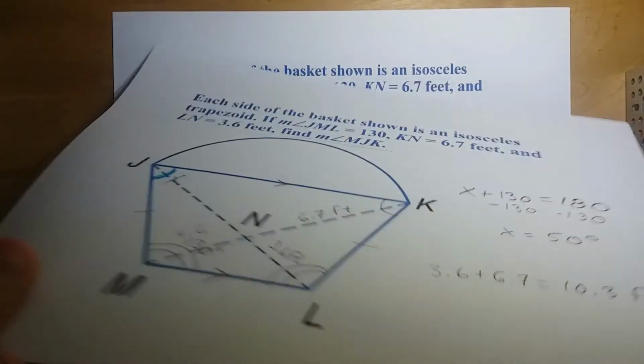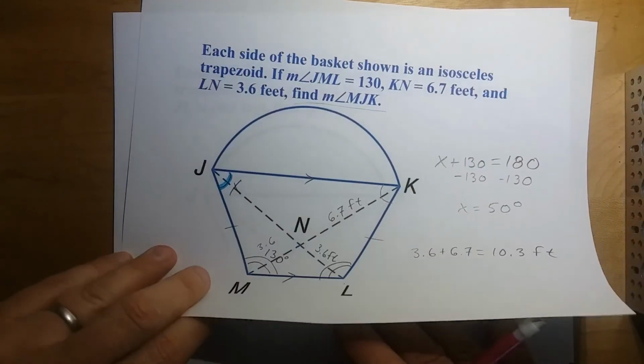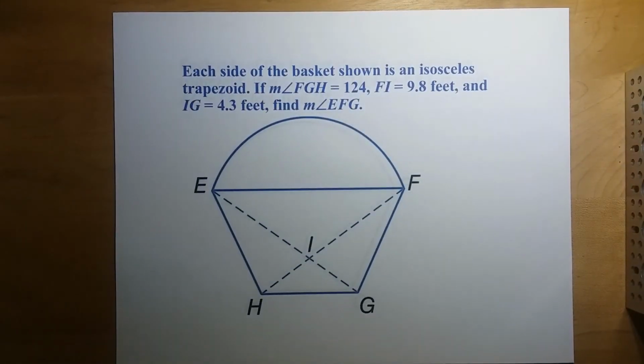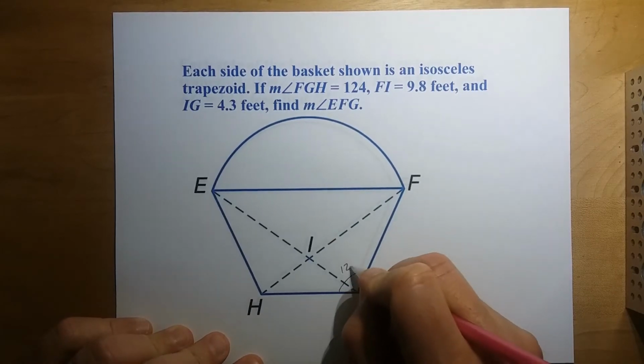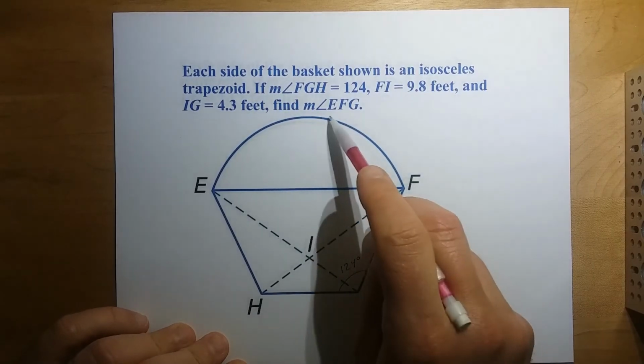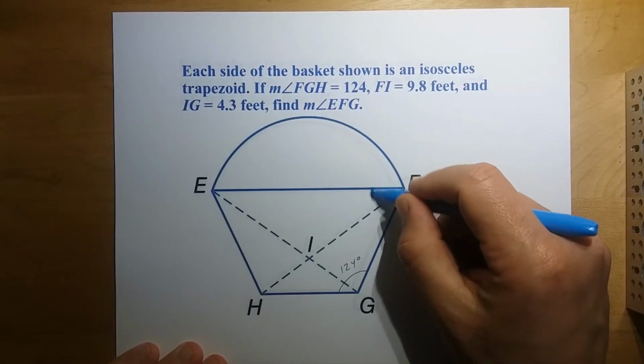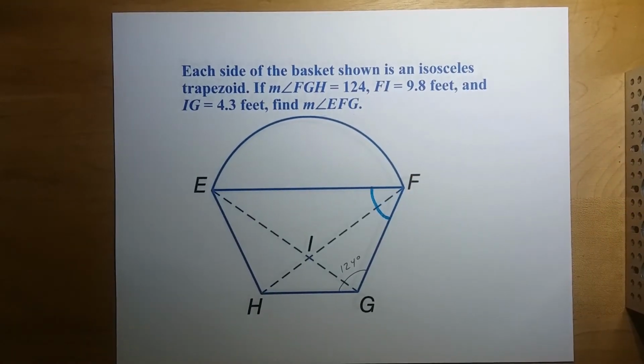All right. Let's take a look at another example here. Here again, we've got an isosceles trapezoid. The measure of angle FGH is 124 degrees. And they want us to find the measure of angle EFG. I'm going to highlight that in blue. This guy right here. Okay.